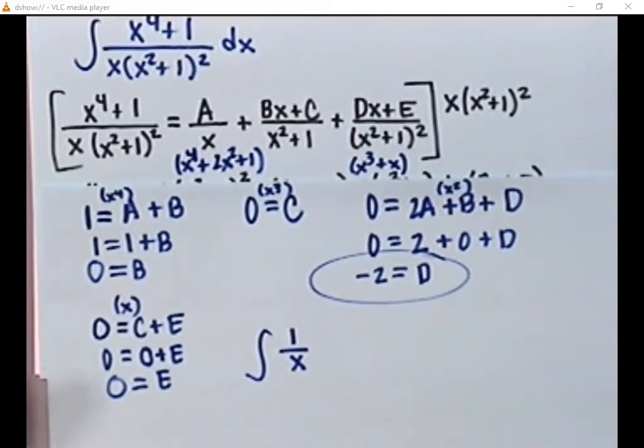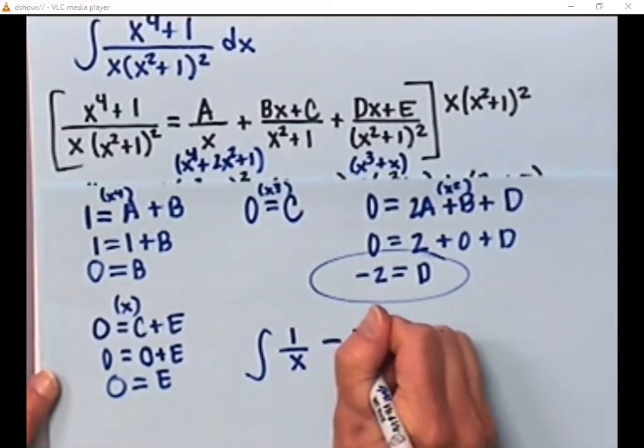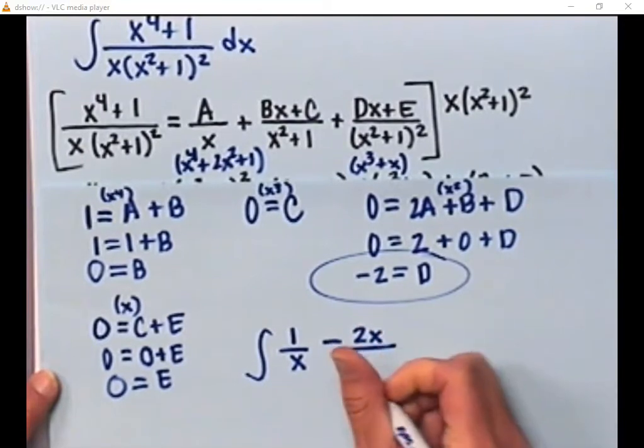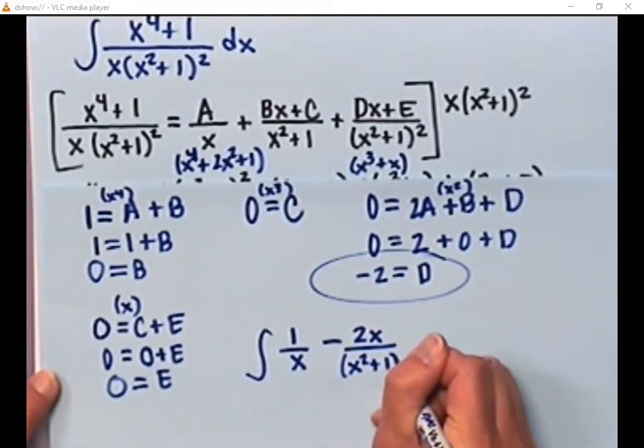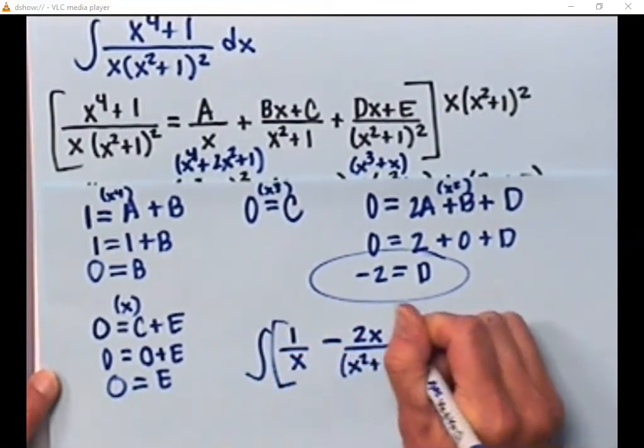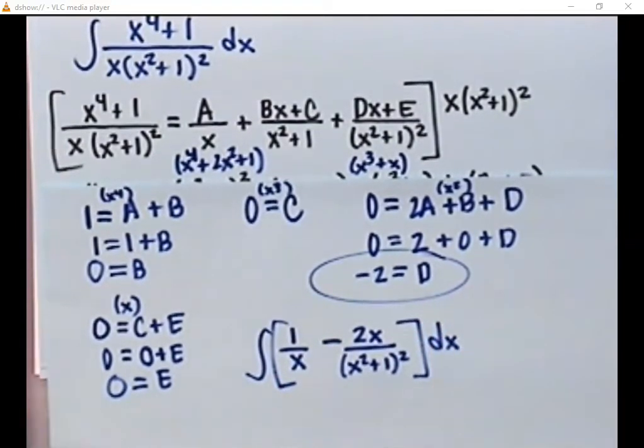And then d had a negative 2, so there is a negative 2 in front of the x over the x squared plus 1 squared. So that's all I have left to integrate. All the other terms were 0. See, it didn't turn out as bad as we thought. We had 5 to solve for, but a lot of them were 0, so that's excellent.